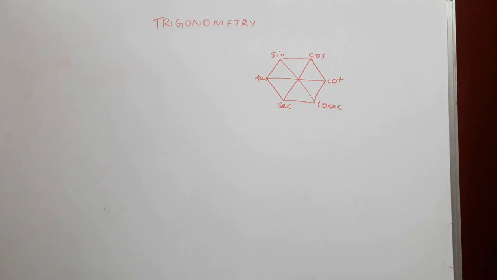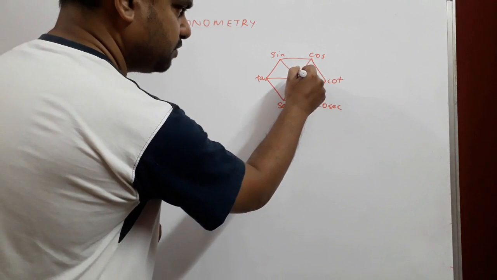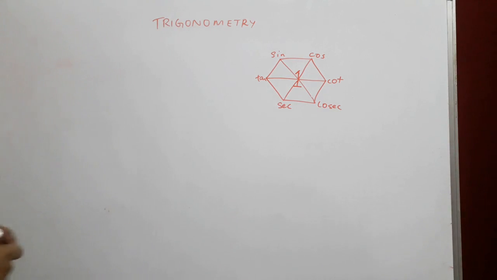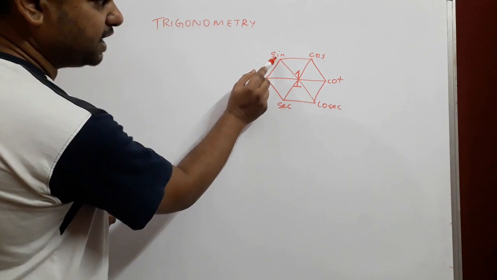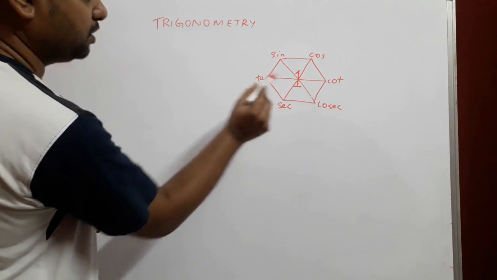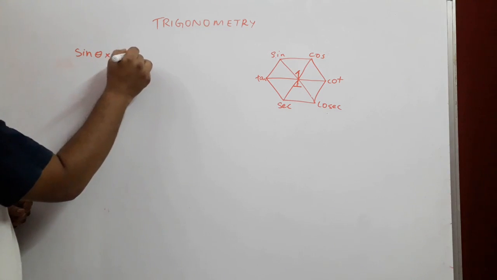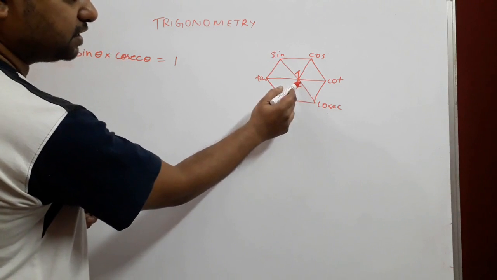Fine, this is our regular hexagon we have been drawing in the past videos as well, so we'll continue. Now we'll put something additional over here, that is we'll put the number 1 in between. This one is significant. So let us begin with our first formula. Sine theta into cosec theta will give us 1. Sine theta into cosec theta should give us 1.